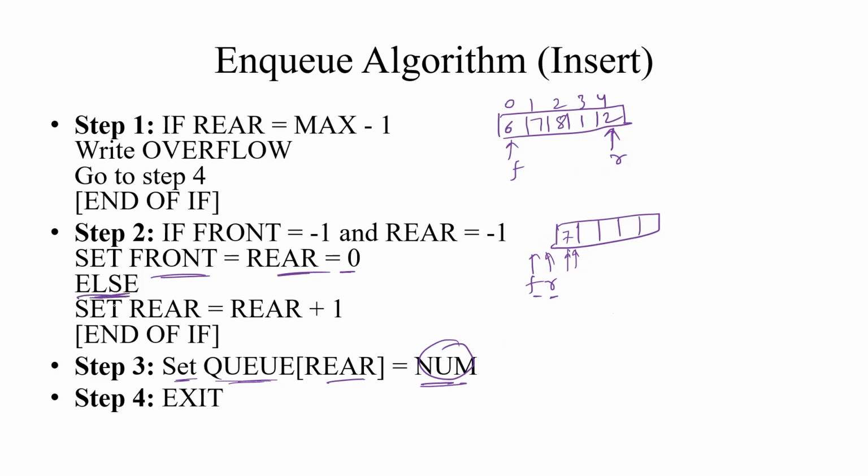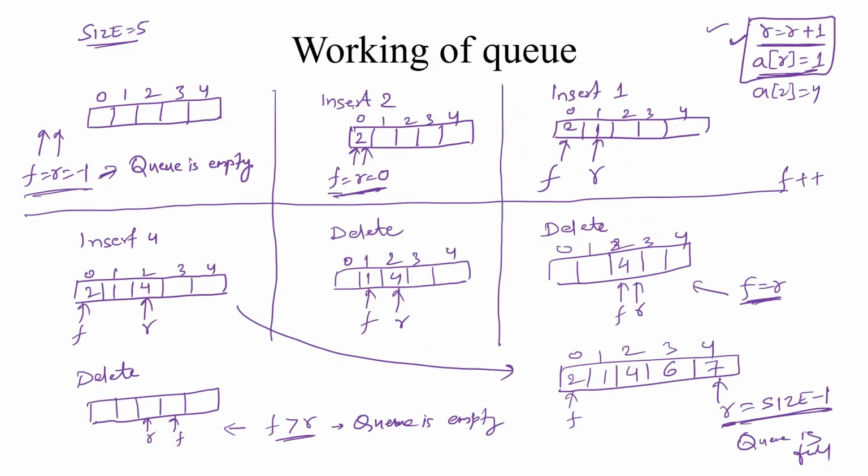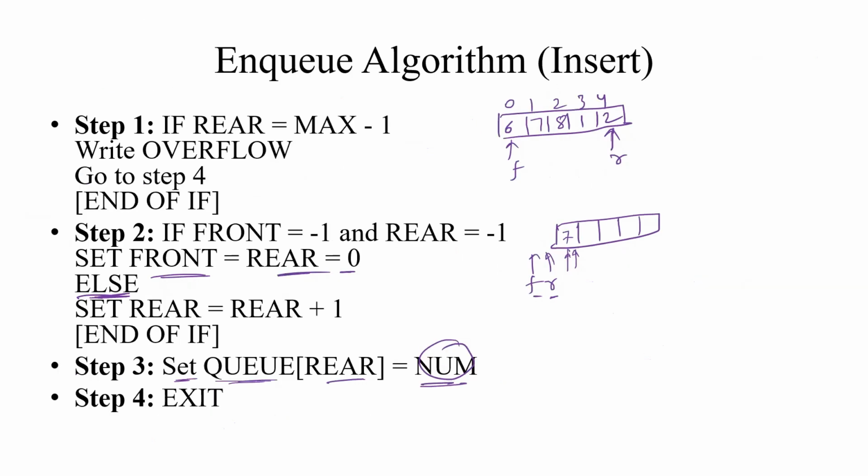Else, in the other cases, for example this case, or this case, or this case, all three cases are exactly the same thing. What we are doing is just rear is equal to rear plus 1. So in the else case, we are writing rear is equal to rear plus 1. So end of if, and finally we will set the value queue of rear is equal to num and then exit. So this is the Enqueue algorithm of a simple queue.